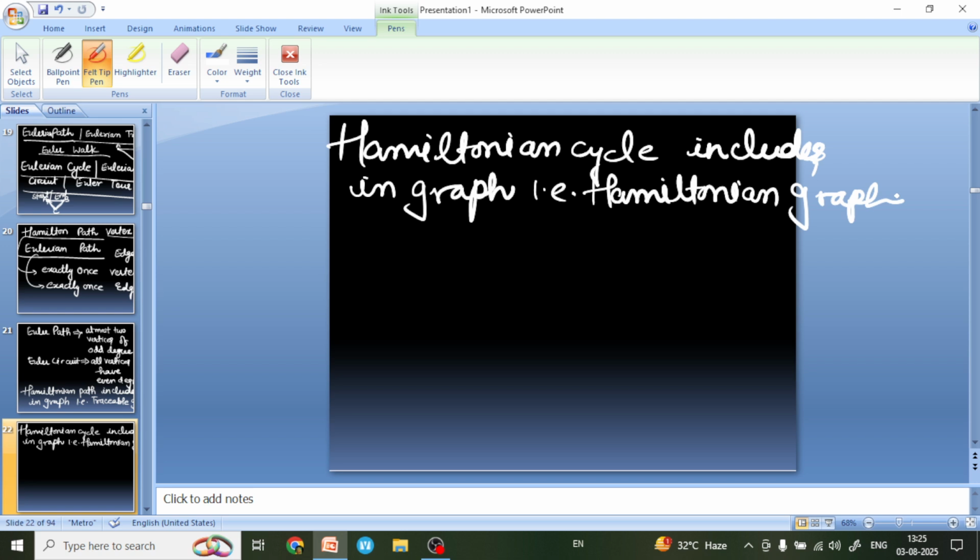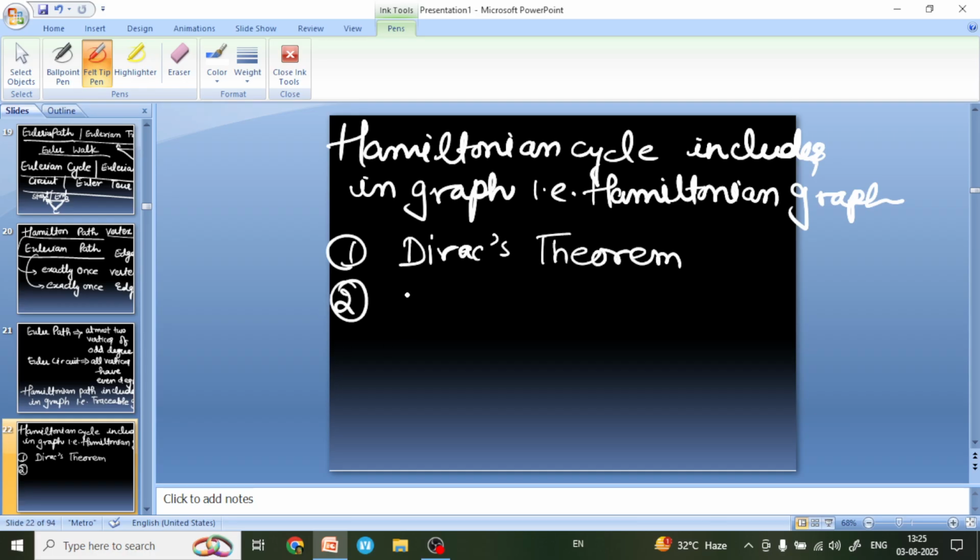Now, in Hamiltonian graphs, there are two types of theorems. The first theorem is Dirac's theorem. The second theorem is Ore's theorem.